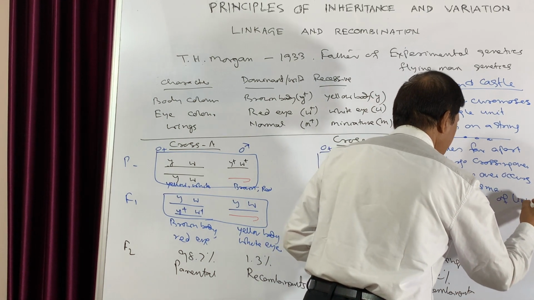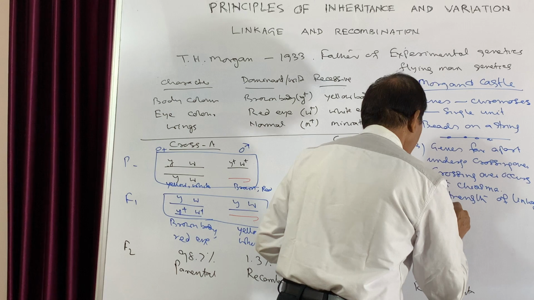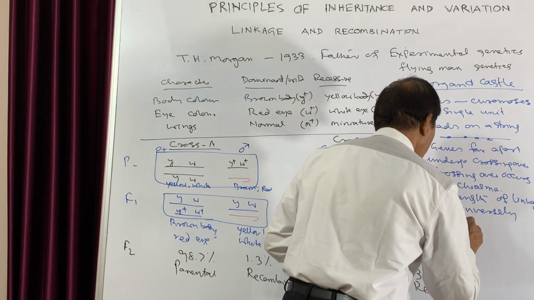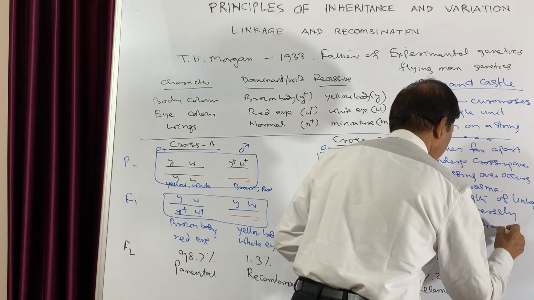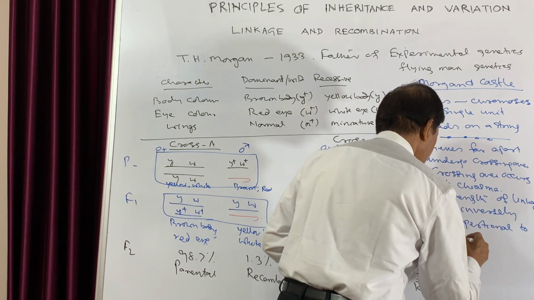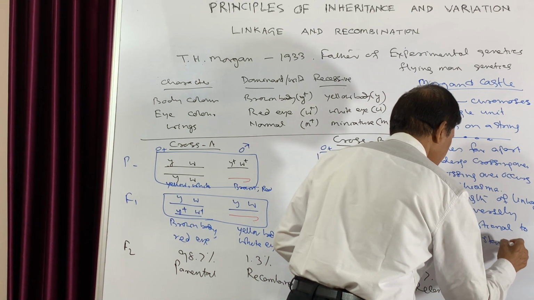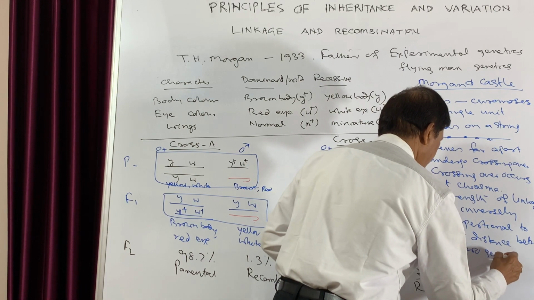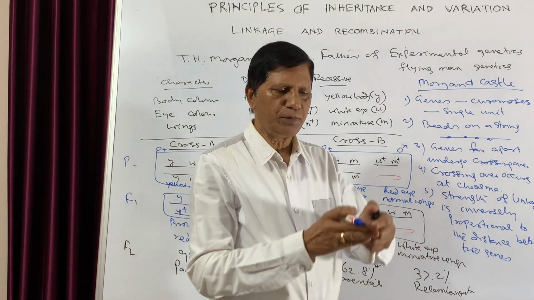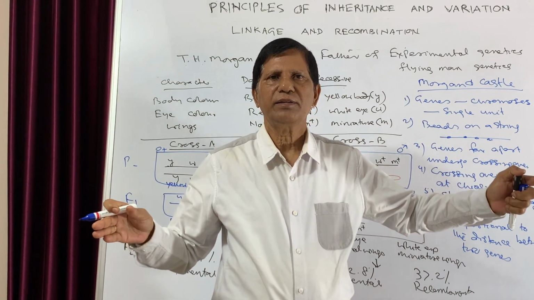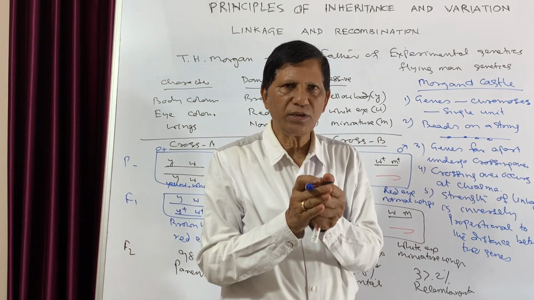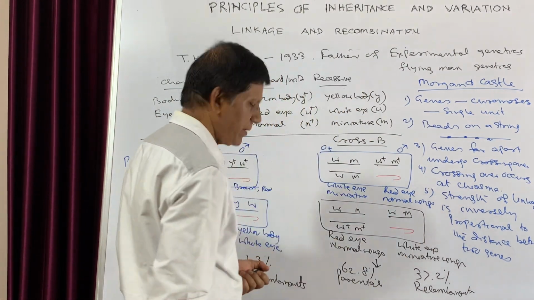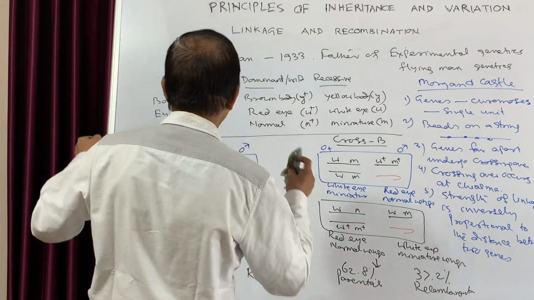Strength of linkage is inversely proportional to the distance between two genes. Inversely proportional. That means if the genes are far apart from each other, the linkage is less. If they are very close to each other, then the strength of linkage is more. And from this experiment, what is another conclusion?